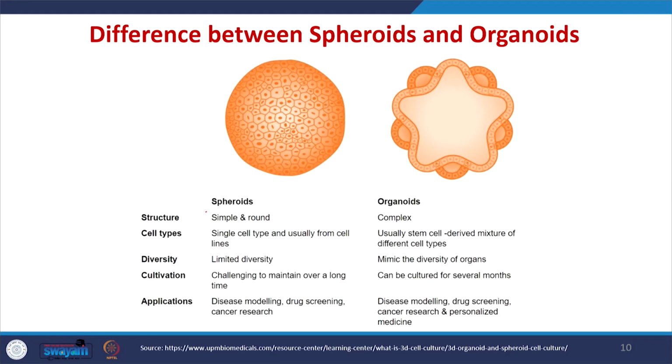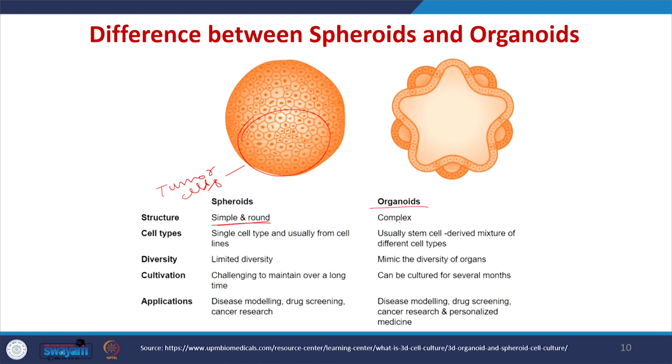Before I talk about the various types of 3D cell culture, let me briefly explain the difference between spheroids and organoids. Spheroids are simple and round. This is a kind of cluster of cells. These are called spheroids. If the spheroids are made up of tumor cells, then they are called tumoroids.